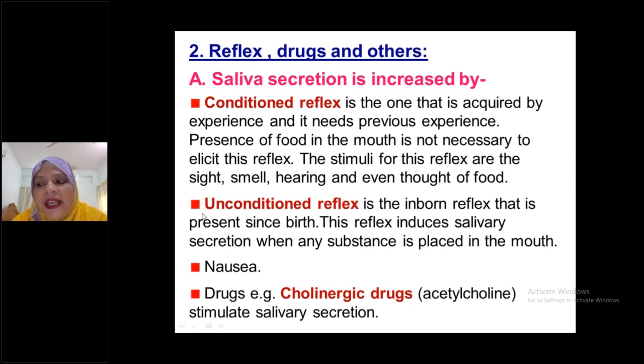This is an inherent reflex, and this reflex induces salivary secretion when any substance is placed in the mouth.